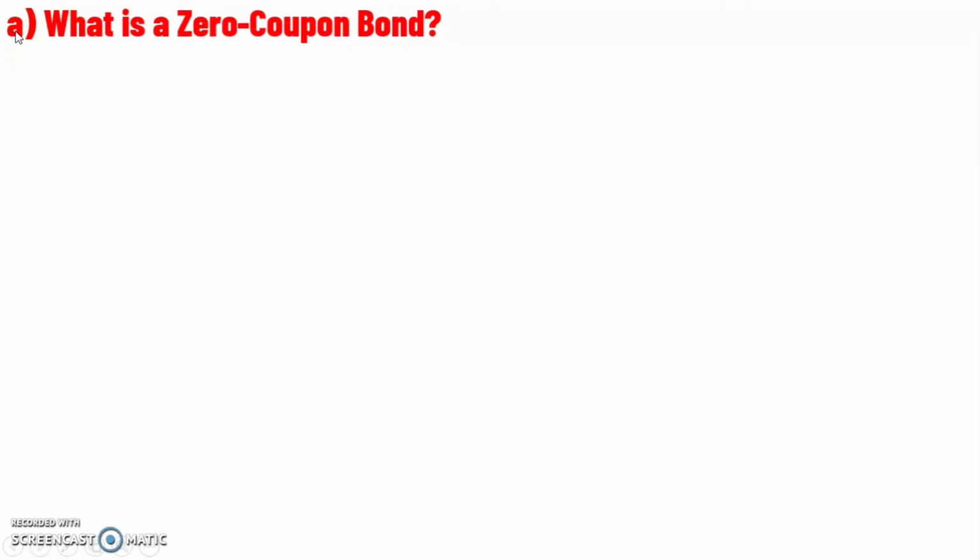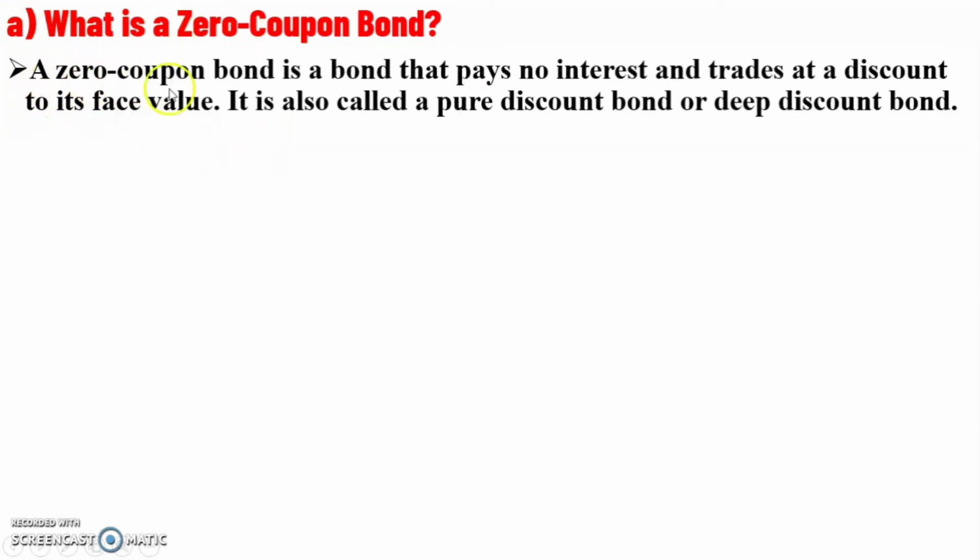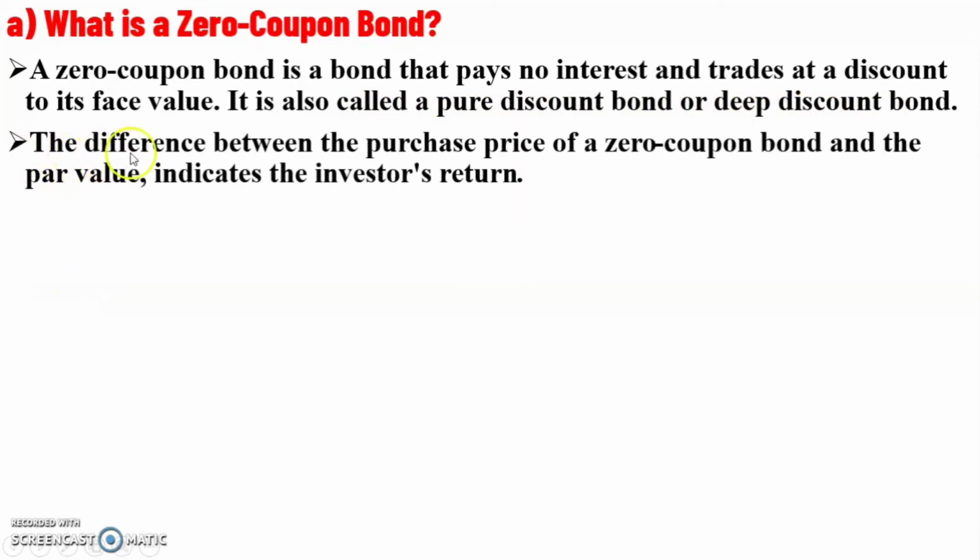Solution. Question number A. What is a zero coupon bond? A zero coupon bond is a bond that pays no interest or coupon and trades at a discount to its face value. It is also called a pure discount bond or deep discount bond. The difference between the purchase price of a zero coupon bond and the par value indicates the investor's return.